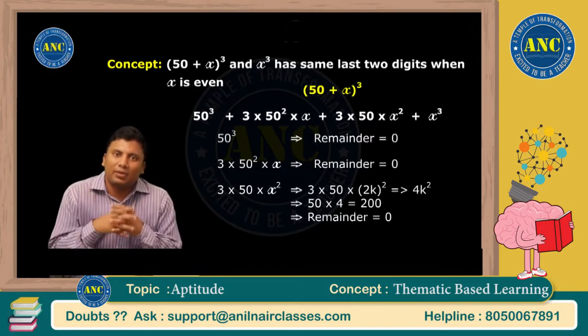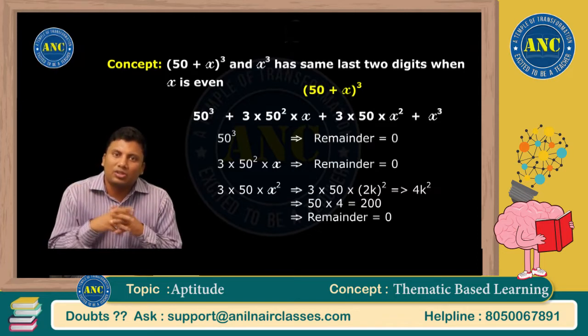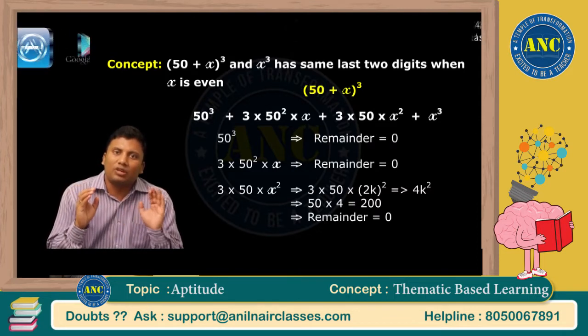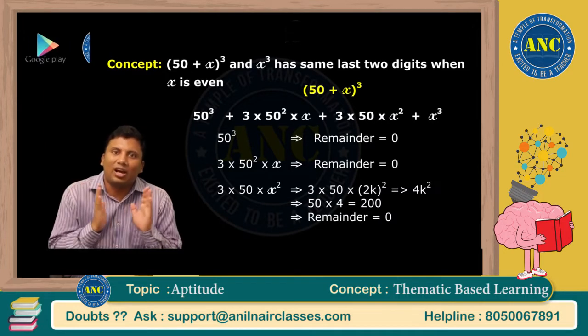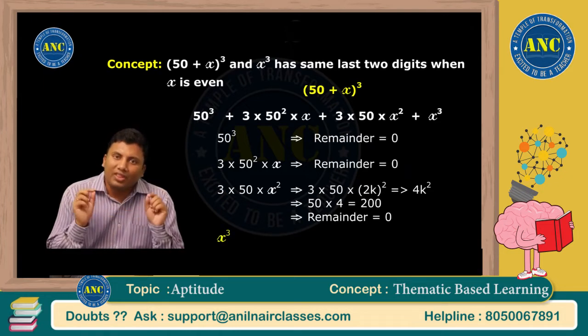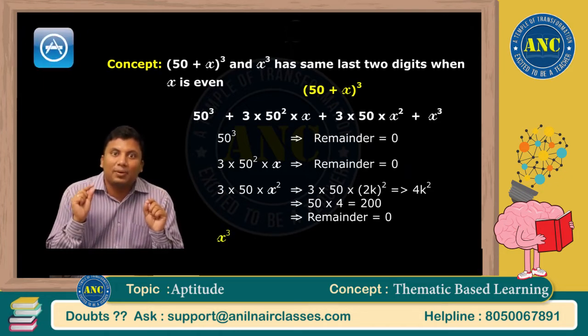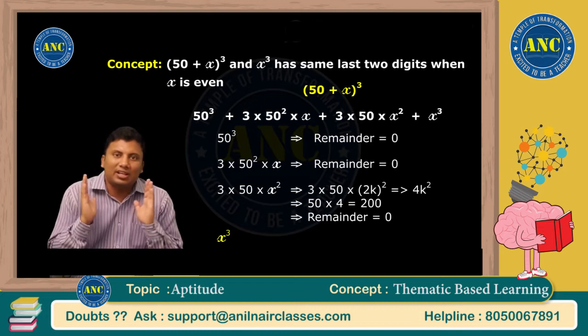Third term, 3 into 50 into x square. x is an even number. Any even number is of the form 2k. 3 into 50 into (2k) whole square. (2k) whole square is 4k square. 4 into 50 is 200. 200 is divisible by 100. All are zeros except the last value, x cube. x cube and (50 plus x) whole cube have the same last 2 digits only if x is even. Now this is the concept.